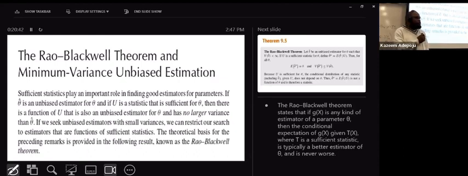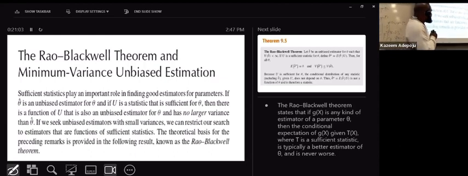Now, using this knowledge means that before I can use the Rao-Blackwell theorem, I need to first obtain my sufficient statistic. I can obtain it through the Lemma factorization or the Lehmann-Scheffé theorem, but the most popular one is the factorization theorem. That was why I said sufficient statistics play an important role in finding good estimators. I told you there's a difference between statistic and estimator.